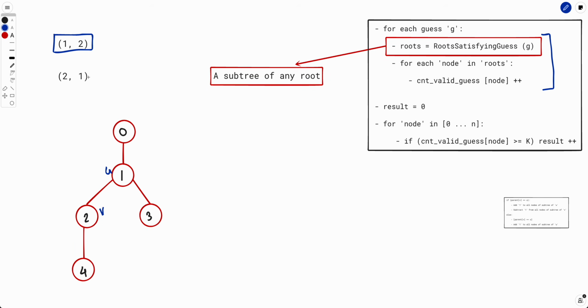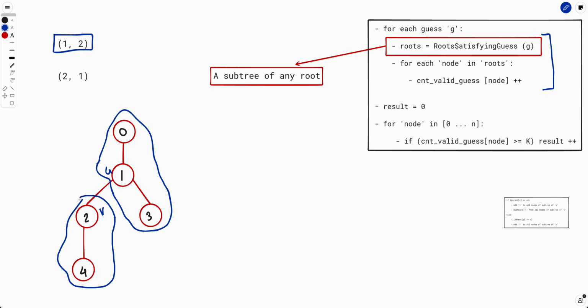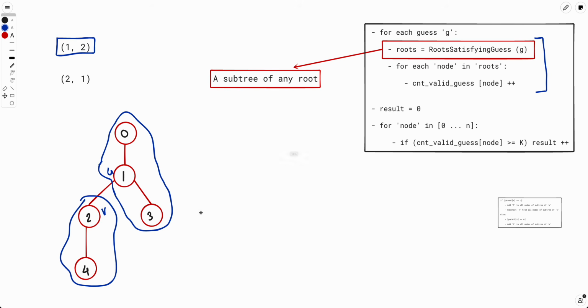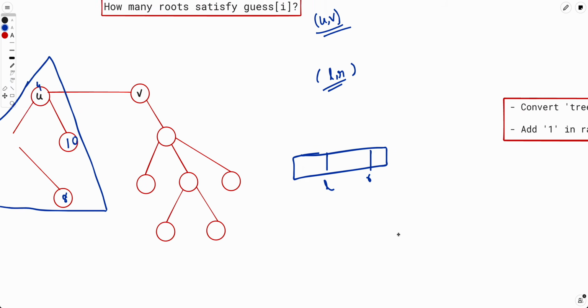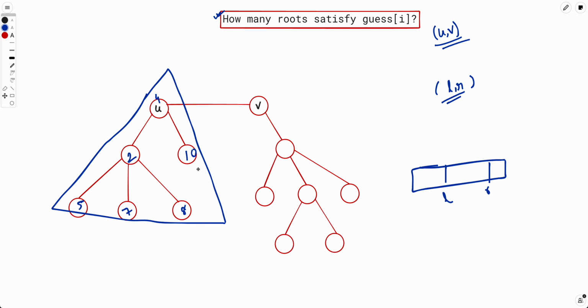So this 1 comma 2 says that this is u, this is v. Now we need to add 1 to all the subtree of u, only this part, right? We don't need to add to this part because that would be the subtree of v, sorry, we need to add to this entire part. We don't need to add to this part because that would be the part that v will contain.